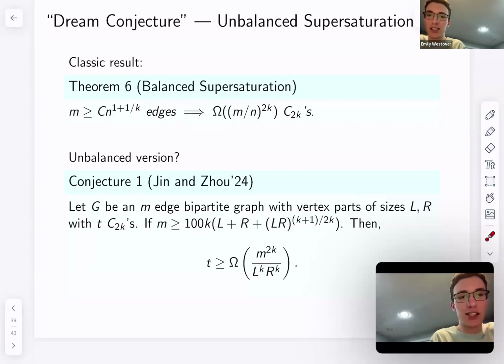It's basically just some kind of unbalanced supersaturation result. It says if you have more than the critical number of edges, then the number of C2Ks that we expect between these two parts is at least as many as we would get in a random graph, is basically what this says. Okay, so I said it's a conjecture, so we don't actually know how to prove this yet.